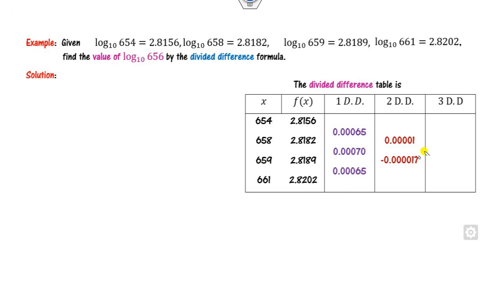You can write in between them. Since they are not constant, we can find another one, the third divided difference, from this number and this number, and you can get it here.